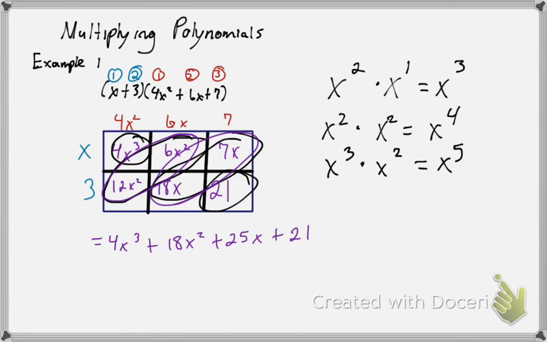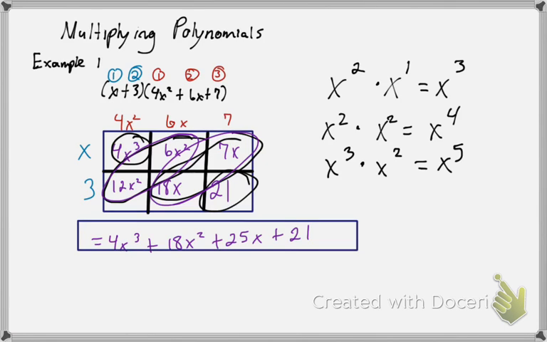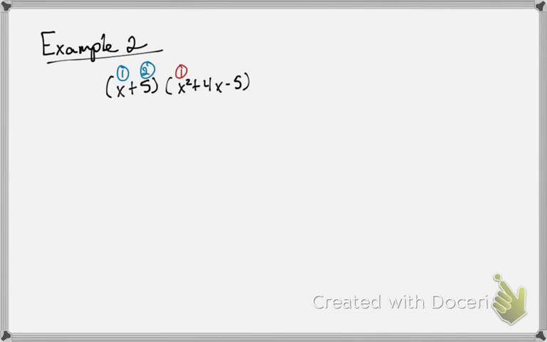Okay, so taking a look at another example of multiplying polynomials. Our next problem, we have x plus 5 times x squared plus 4x minus 5. Just like the last problem, I have 2 terms in the left parentheses with x and 5, and we have 3 terms in the right polynomial of x squared, 4x, and negative 5.